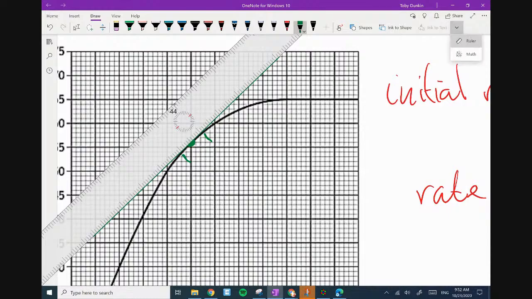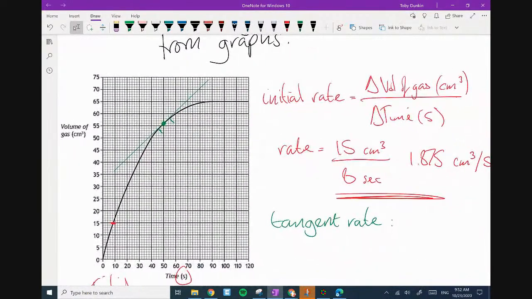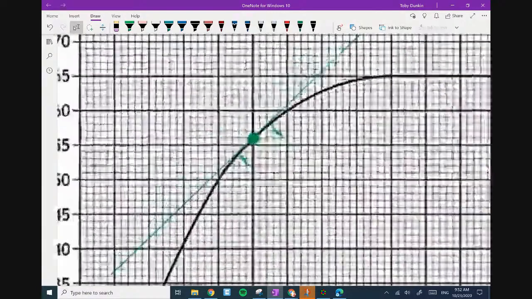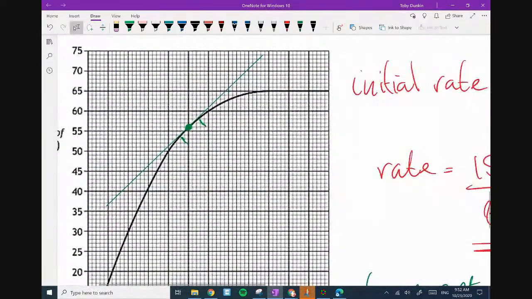Make my ruler vanish. Right, now that I've drawn a tangent, I can use it to calculate the rate on the curve. So I now need to get a delta y and a delta x from my tangent. All I'm going to do is pick easy spots. The bigger the tangent I use, by the way, the more accurate my result is. So I'm going to go from here, 40 centimeters cubed. Then let's go to something nice and easy. Let's go to 70 centimeters cubed of gas. I think that's very reasonable.